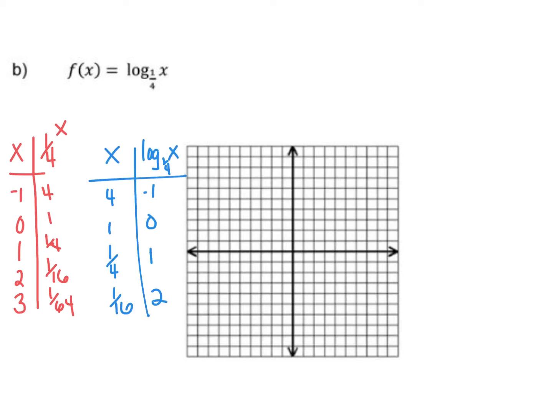And then I'm going to plot these. So I have 4, -1, 1, 0, 1/4, 1, 1/16, 2. So getting closer and closer to x equals 0. So of course this would be logarithmic decay. You see it dropping, and also the base is smaller than 1 and greater than 0.